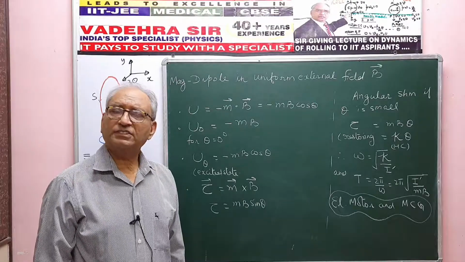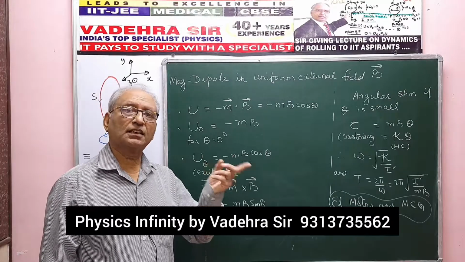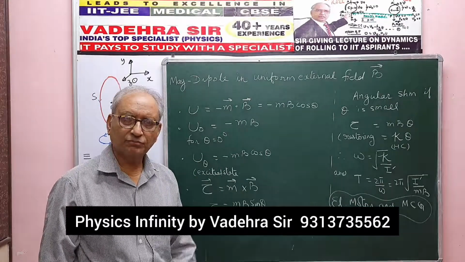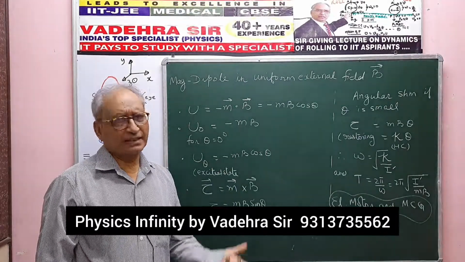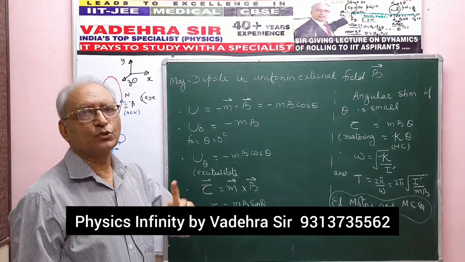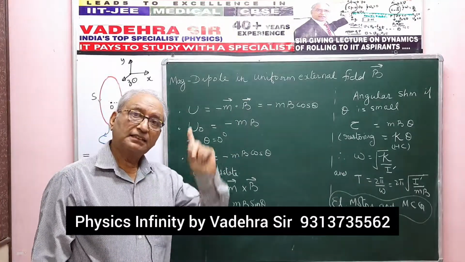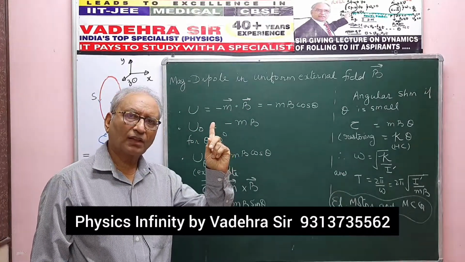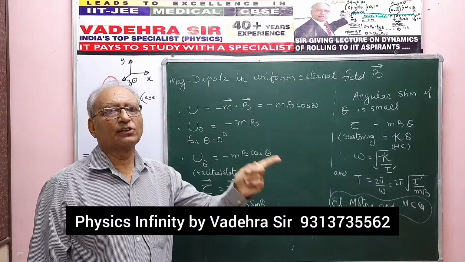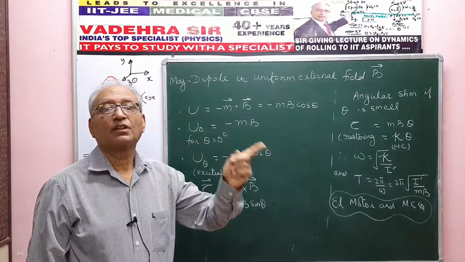Let us now try to understand the behavior of the magnetic dipole in an external uniform magnetic field. Suppose the current carrying coil or the magnetic dipole is placed in an external uniform magnetic field of strength B arrow. Then, just like the electric dipole, the magnetic dipole would also have magnetic potential energy. It will also experience a torque.